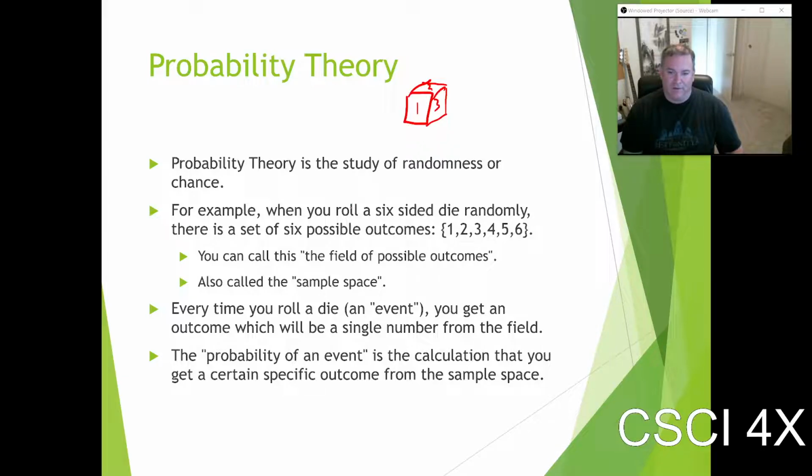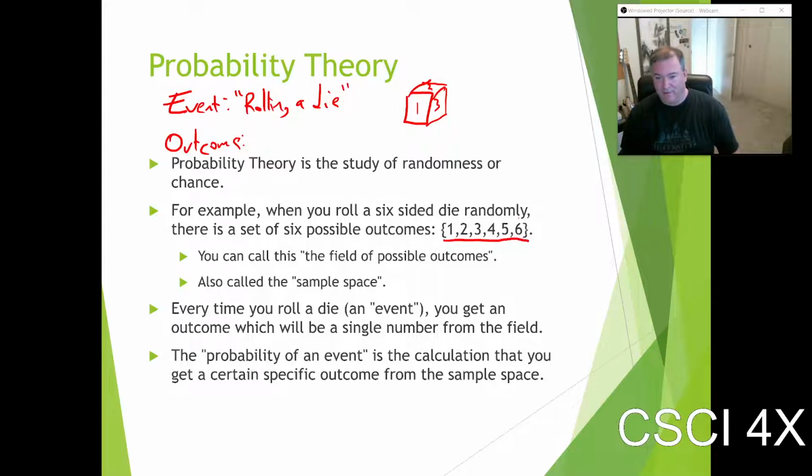Okay, so let's go through some terminology first, right? So an event is like rolling a die. Okay, that's the event. It's rolling a die. You're generating a random number. Okay. Then you have an outcome. And the outcome will be a member of this set here. 1, 2, 3, 4, 5, 6.